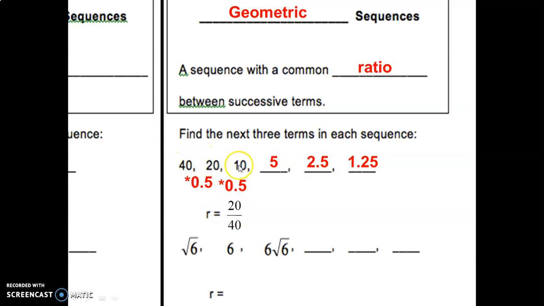The common multiplier can be found. Well, often we can just look at the two numbers and calculate in our head. But the way to do it is to take the second term divided by the first. So 20 divided by 40 will tell us 0.5, which is our common ratio. Or you could have done third term divided by second also.